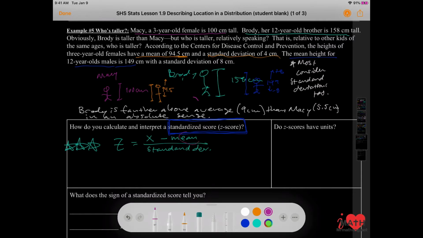So again, this is your x bar, and this is actually your data, the x value. Okay? And z, standard deviations, we call it either above or below the mean.